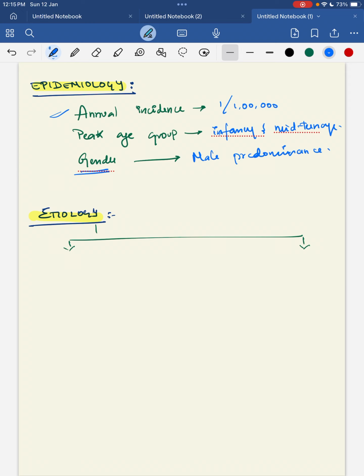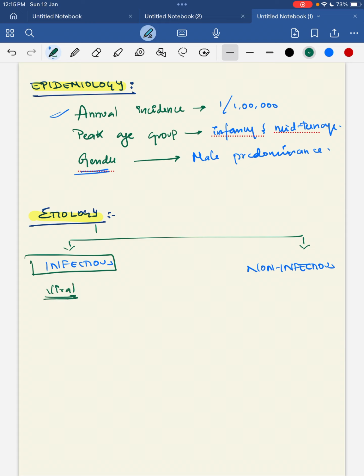Going into etiology. It can be either infectious or non-infectious. Among both infectious and non-infectious causes, the most common cause of myocarditis is viral etiology. So viral is the most common cause.